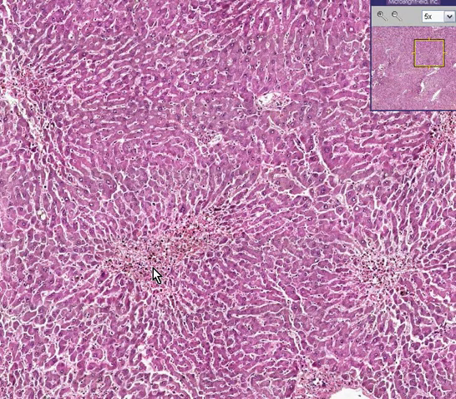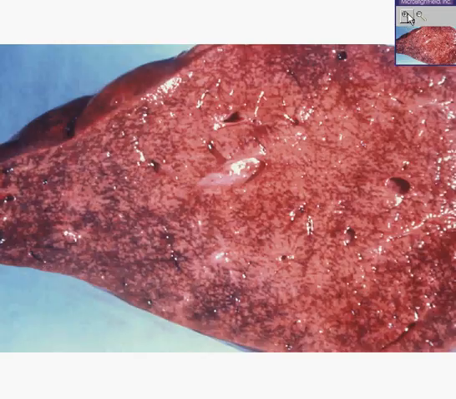Let's see what this might look like grossly. Well, grossly, the liver would not look uniform, and you could see that these red streaks represent congested and possibly even necrotic central vein areas. These red streaks are all blood, and they are central veins showing congested blood.